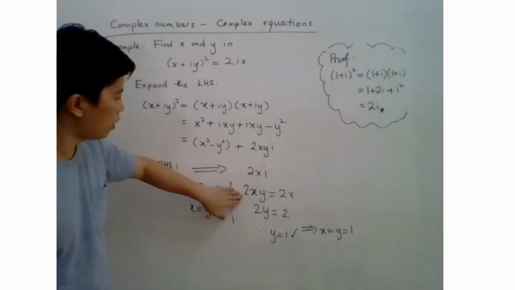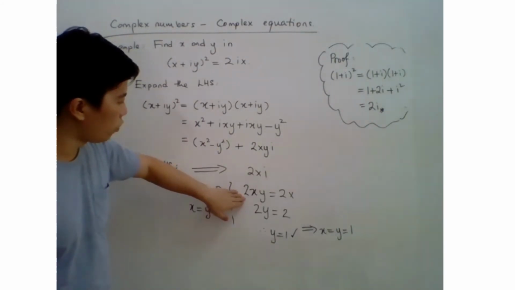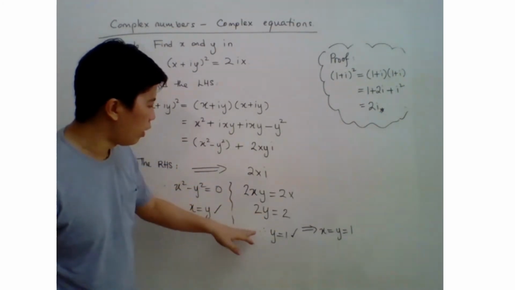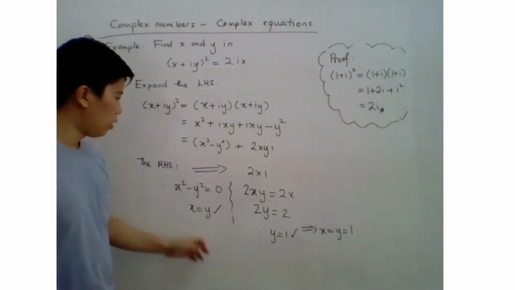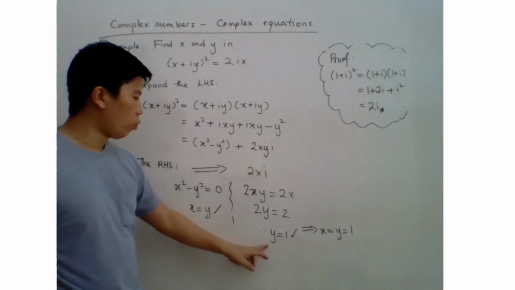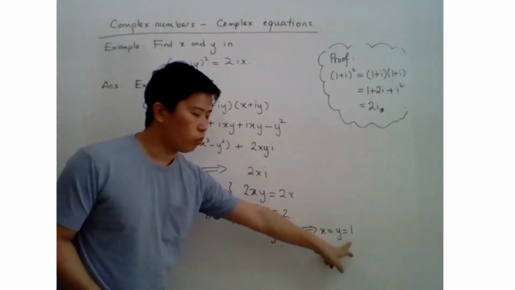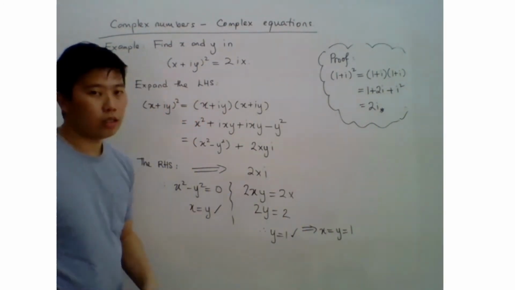So here you will see that after you rearrange it you get 2y equals 2 and therefore y is equal to 1. And the answer in this case, since x is equal to y, you have y equals 1 and x is also going to be equal to 1. So that is the answer that you want.